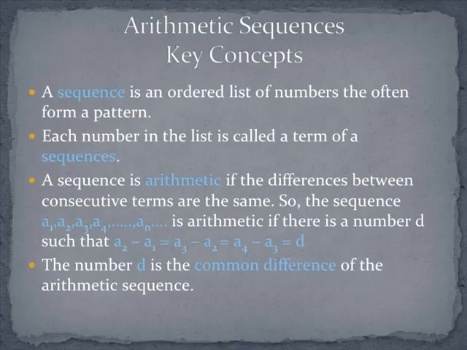So the sequence a1, a2, a3, a4 to an is arithmetic if there is a number d such that a2 minus a1 equals a3 minus a2, which equals a4 minus a3, and all equal d. The number d is the common difference of the arithmetic sequence.